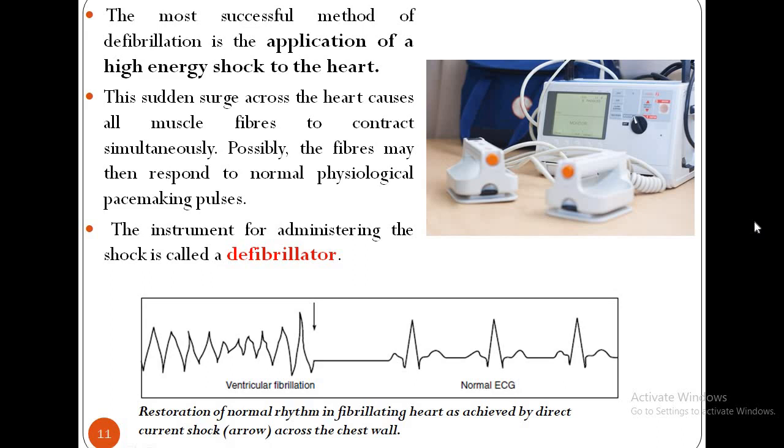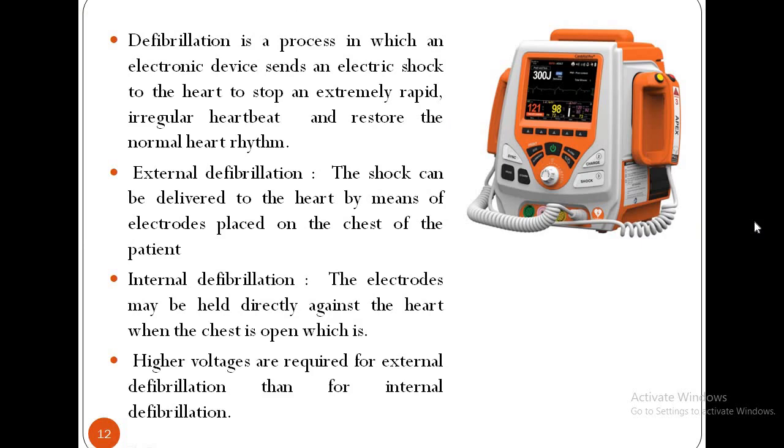The bottom figure shows how the normal rhythm in a fibrillating heart is restored by direct current shock across the chest wall. Therefore, defibrillation is a process in which an electronic device sends an electric shock to the heart to stop an extremely rapid, irregular heartbeat and restore the normal heart rhythm.